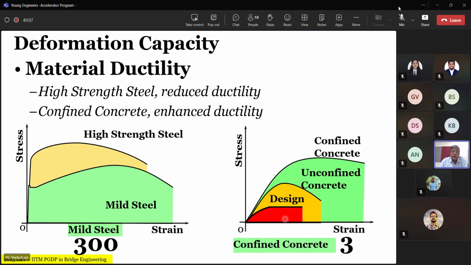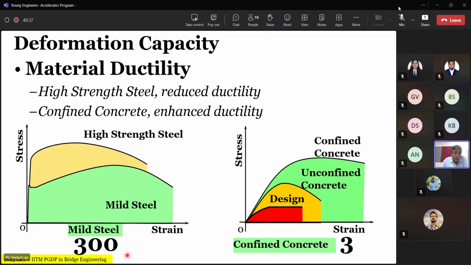There will be certain loading conditions which are more critical. We don't think that the service condition is the most critical, very rarely so. The most critical ones are the extreme events such as earthquake, wind, impact of floating bodies and moving vehicles, or in certain circumstances, blast. So these are all extreme events, and the ability to survive these events depends upon the deformation capacity. And that is where the ductility comes in.